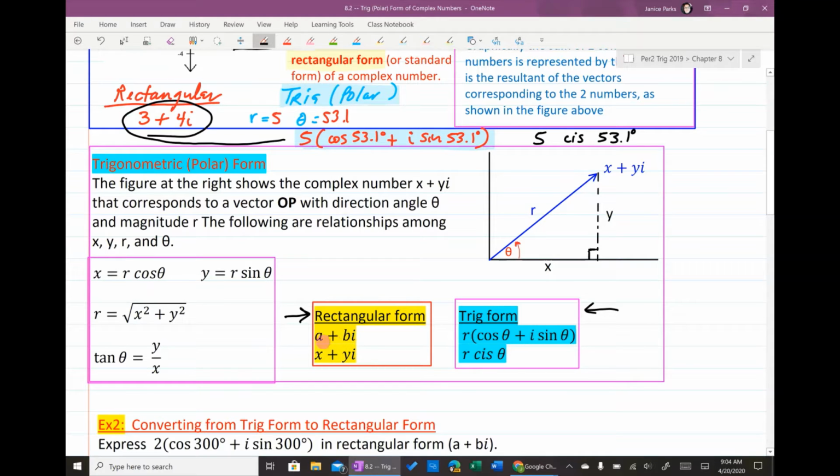Rectangular form is a plus bi. The a and the b correlate to the x and the y. To find x, it's r cosine theta, and to find y, it's r sine theta. You already know how to find the radius. It's the same as every other problem we've ever done. Let's just use the Pythagorean theorem, and then tangent theta is y over x. You just need to pay attention to the quadrant.